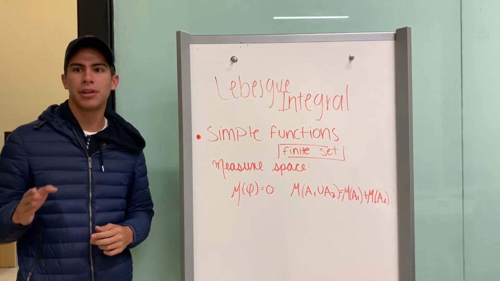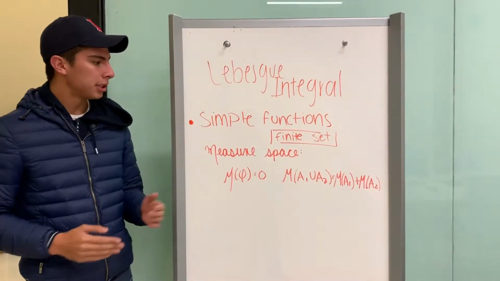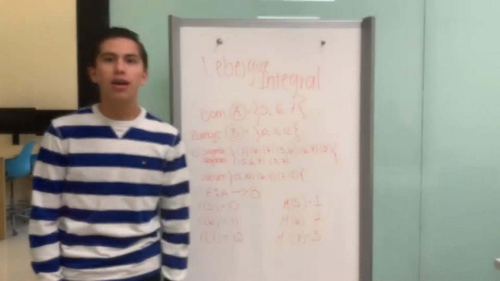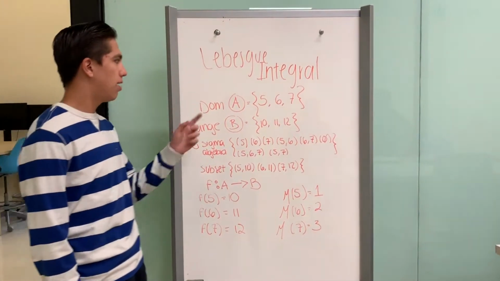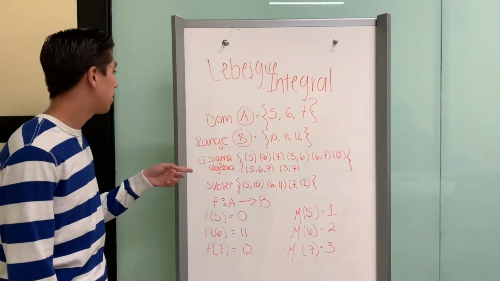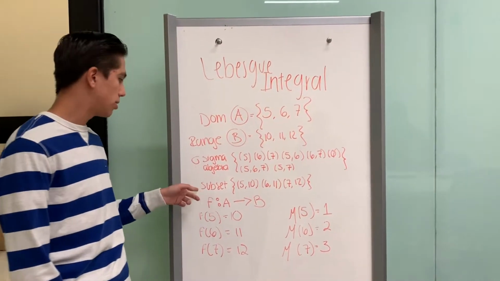Conditions such as the measure of an empty set is 0, and the union of the values in a subset, we have it here. Then we have the domain and range. Let's make an example. Here we have the domain 5, 6, 7, and the range 10, 11, 12. This is our sigma algebra, and this is our subset.